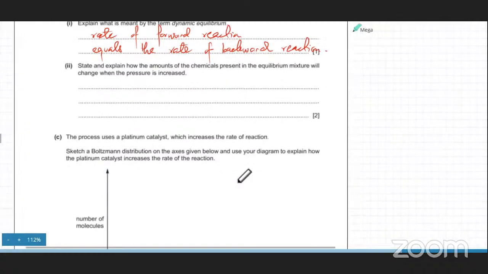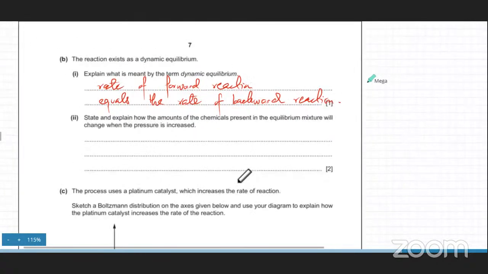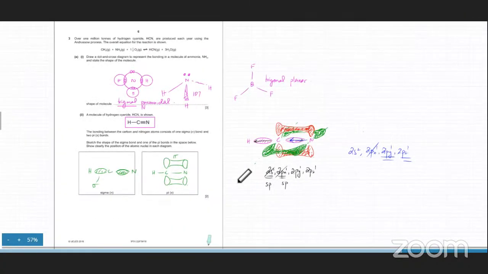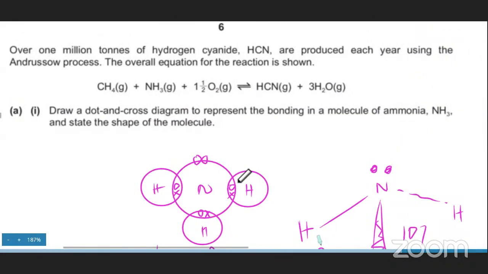The next part is: state and explain how the amounts of the chemicals present in the equilibrium mixture will be changed when the pressure is increased. So which equilibrium are they talking about? I think they're talking about this equilibrium. So where would the equilibrium shift if you increase pressure? Less gas moles or more gas moles? Number of moles.